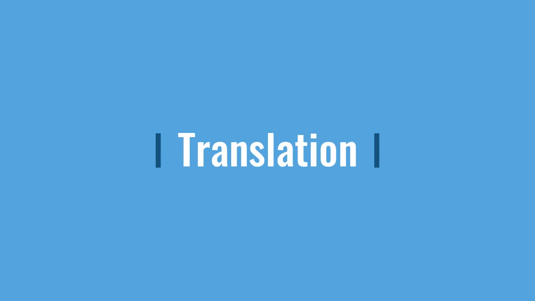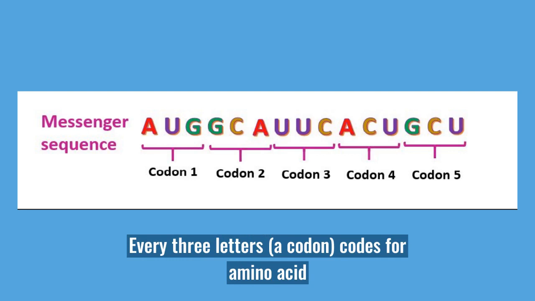Next, we will explore translation. Translation is the process of decoding the messenger sequence to identify which building blocks are required to build the protein. So, it's the messenger sequence which tells our cells how to build a protein.